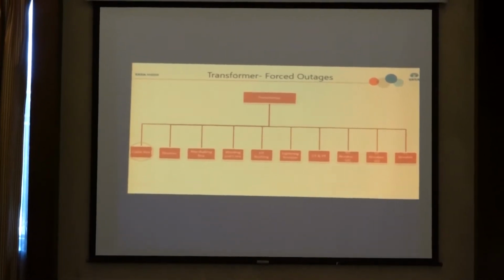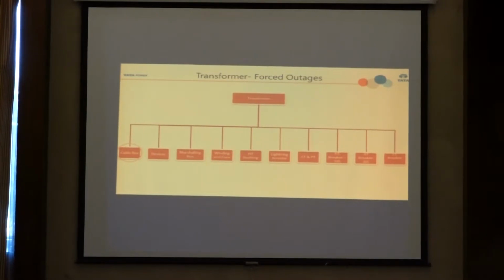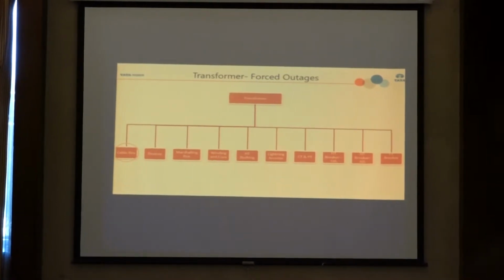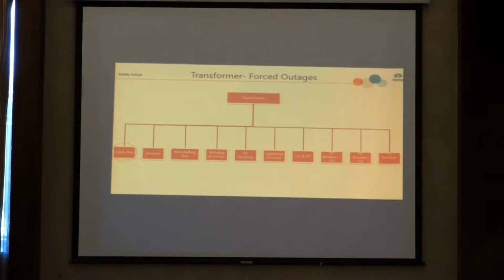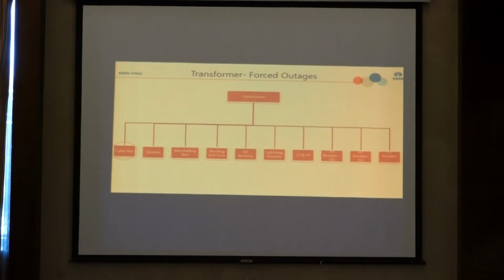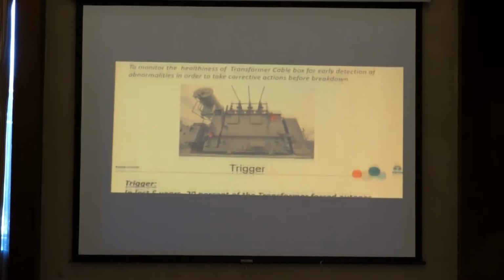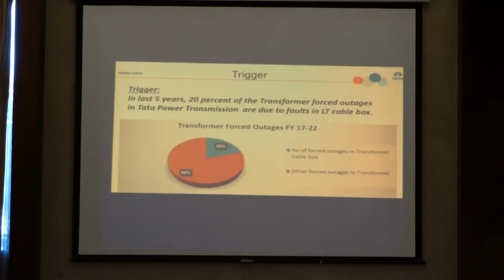In transmission, a major equipment is a transformer. So any forced outage or any plant outage on transformer is going to directly hit our grid availability. Out of that, cable box outages is one of the major contributors for transformer outages. About 20% of forced outages which we recorded in the last 5 years are of transformer cable box only.